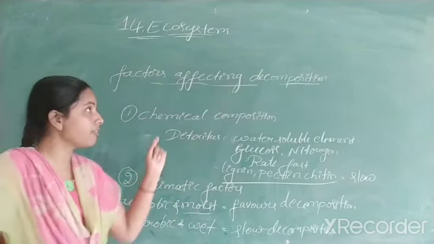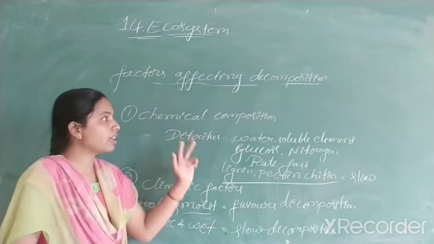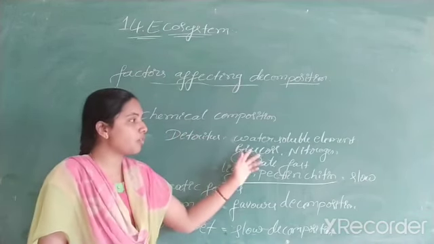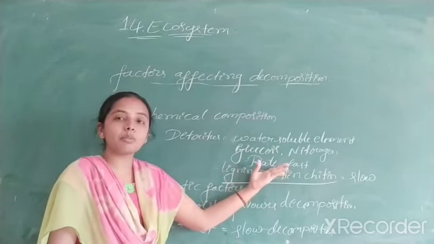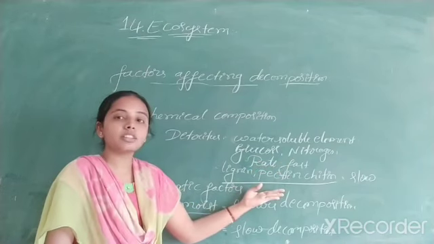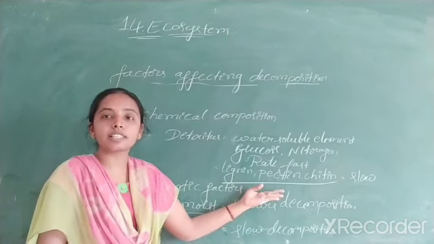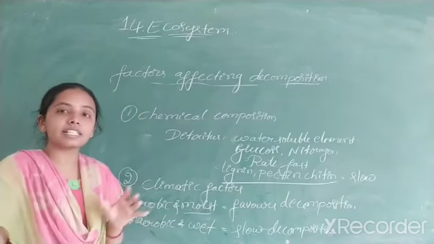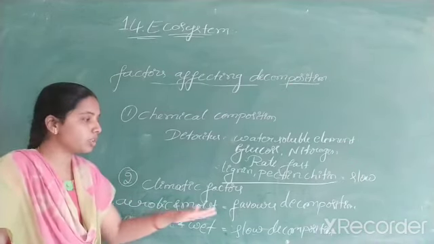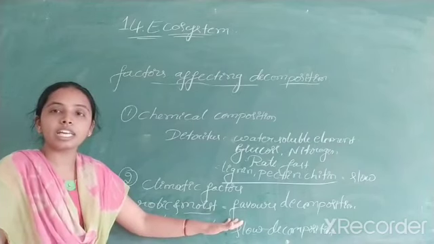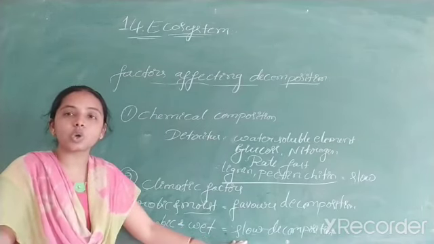The factors affecting decomposition involve chemical composition and climatic factors. If the detritus consists of glucose, amino acids, water soluble elements or nitrogen, the decomposition rate is fast. When the detritus consists of lignin, pectin or chitin, the decomposition rate is slow. Among climatic factors, an aerobic and moist environment favors decomposition. If the environment is anaerobic and wet, decomposition is slow.